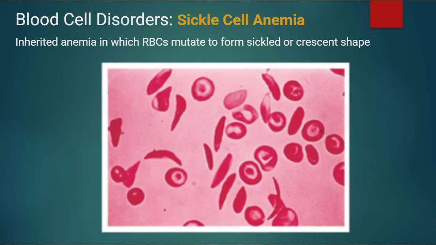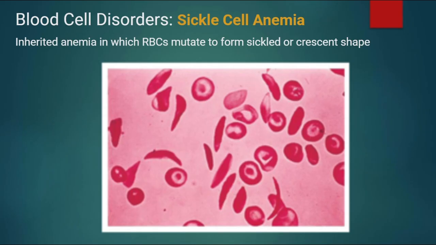This image shows the difference between normal red blood cells and the abnormal sickled cells seen in sickle cell anemia. Normal RBCs are round, flexible, and smooth, which allows them to travel easily through blood vessels and deliver oxygen efficiently. They live for about 120 days in circulation.